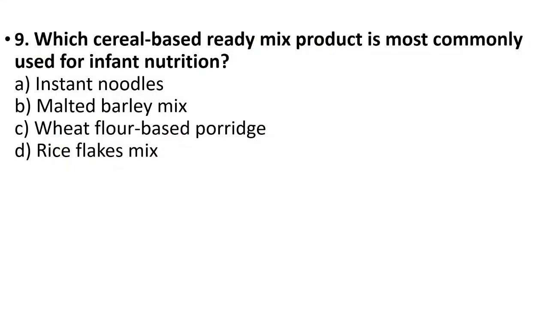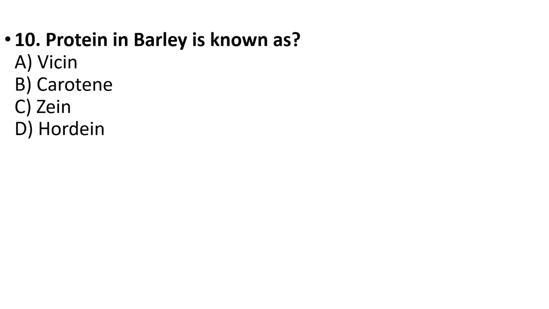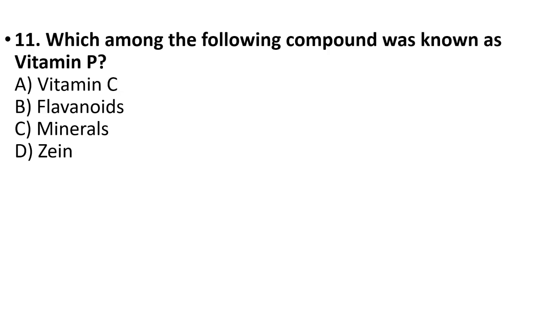Ninth question. Which cereal-based ready mix product is most commonly used for infant nutrition? Instant noodles, malted barley mix, wheat flour based porridge, rice flakes mix. Your answer is option B, malted barley mix. 10th question. Protein in barley is known as vicin, carotene, zein, hordein. Your answer is option D, hordein. 11th question. Which among the following compounds was known as vitamin P? Vitamin C, flavonoids, minerals, zein. Your answer is option B, flavonoids.